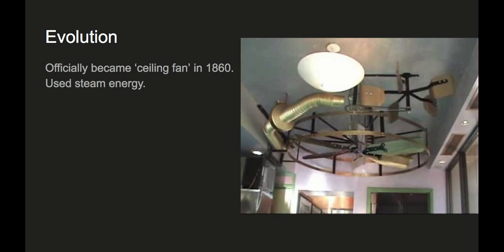In 1860, a ceiling fan was invented, but it used steam energy and not electricity. As you can see in the picture, it had the same idea of a ceiling fan that we know today, which is it mounts on a ceiling and it has blades that are slightly angled to create some air resistance and therefore a downward airflow that you can feel when you're under a ceiling fan. However, this is powered using steam energy instead of electricity.